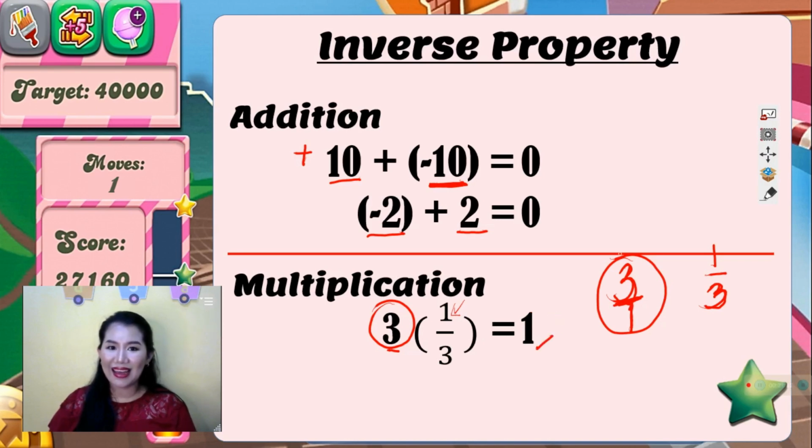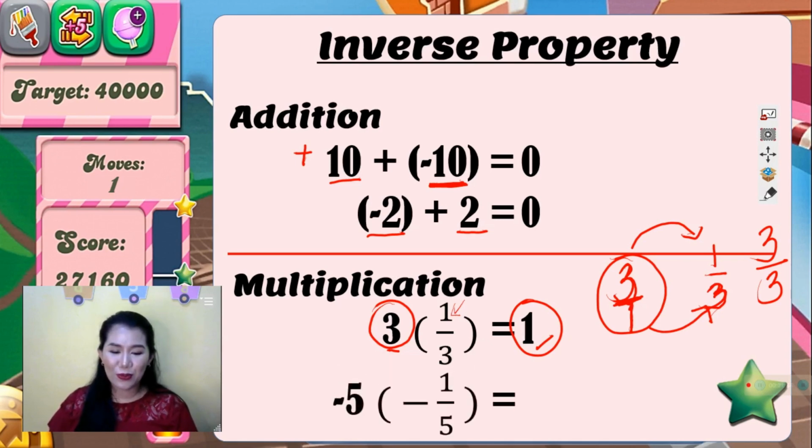Check natin ha sa multiplication of fraction. 3 times 1 is equal to 3. 1 times 3 is equal to 3. 3 divided by 3. Correct. That is 1. So that is what we meant by getting the inverse property for multiplication.